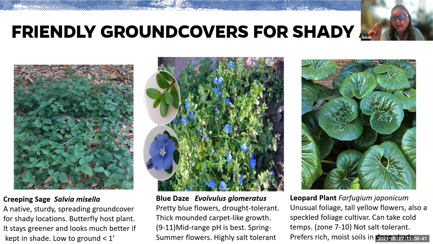Leopard plant, Farfugium japonicum, great name. Unusual foliage. It has really pretty tall yellow flowers in the wintertime when hardly anything else is blooming. So it's quite nice. There's also a cultivar with speckled foliage that's really cute. It can take cold temperatures as well, and it does need really shady conditions to thrive. And these are all for shady areas.